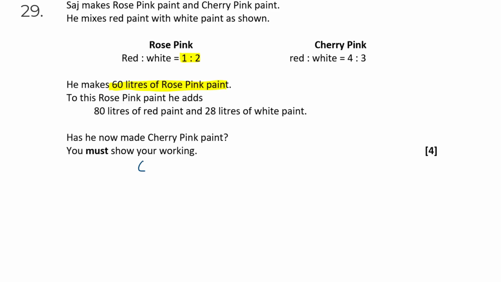So if I've got 60 litres of rose pink, then what is 60 divided by the ratio of 1 to 2? So 1 plus 2 equals 3, doesn't it? I've got 3 parts altogether. Dividing 60 by 3 gives me 20. So if I take the ratio of 1 to 2 and I scale it up by a factor of 20, I should get how many pots of red and how many pots of white paint have been put in. So 1 times 20 is 20, and 2 times 20 is 40. So I've got 20 litres of red paint, then, haven't I? And 40 litres of white paint to start with.